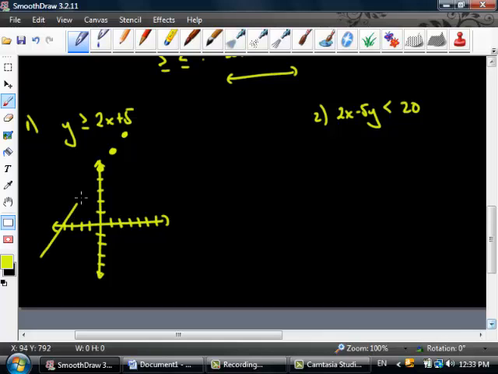Got to be solid. Okay, close enough. Above or below the line? Am I above or below? What do you think? Matthew, am I above or below the line? Got to be above because y is greater than.